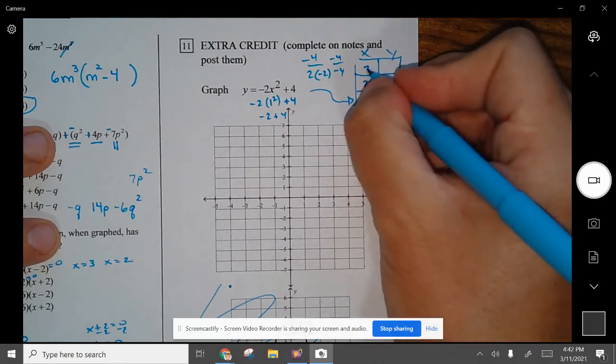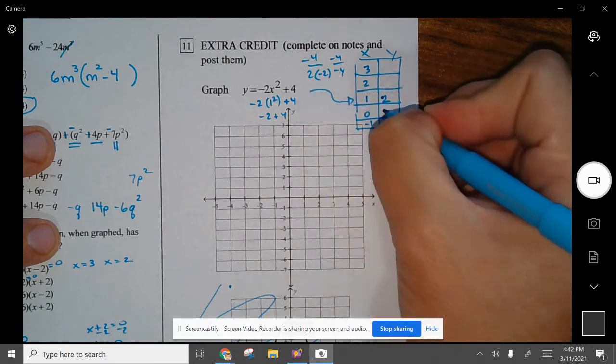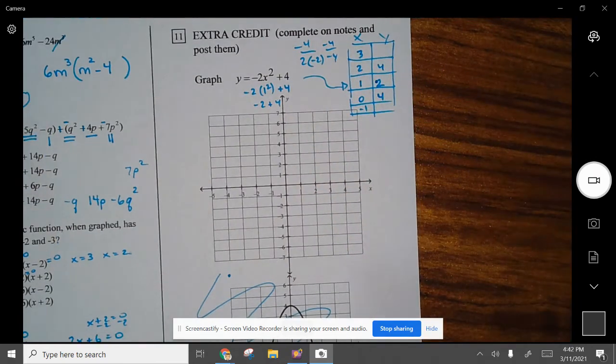You're going to go up 2, down 2. The 0 is the easiest one. That's going to be positive 4. That means this is going to be positive 4. Go ahead and finish this for me and graph it.